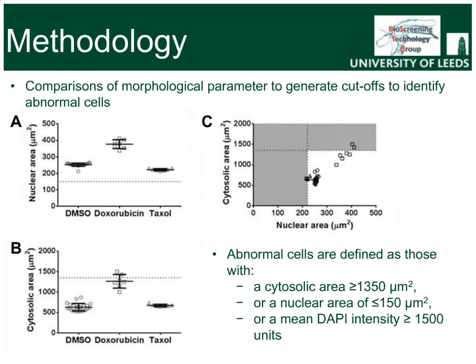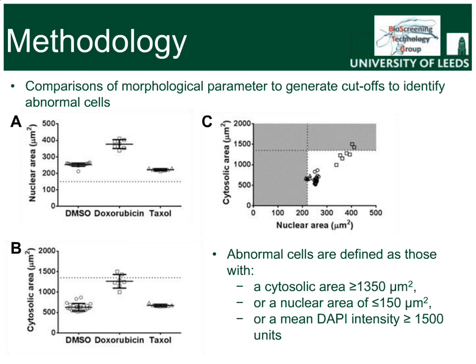There were no clear alterations in nuclear or cytosolic roundness between the treatments, and as can be seen from Figure A and B, changes in nuclear or cytosolic area were sufficient to identify abnormal cells. Indeed, doxorubicin increases both nuclear and cytosolic area, whilst Taxol did not significantly alter these parameters. Instead, it reduced cell number and increased the nuclear intensity, hence the third cutoff of mean DAPI intensity.